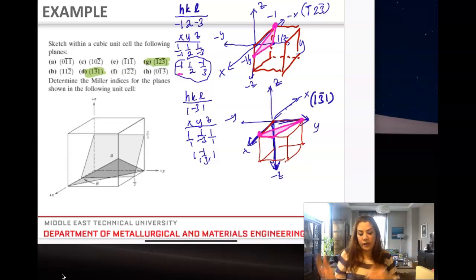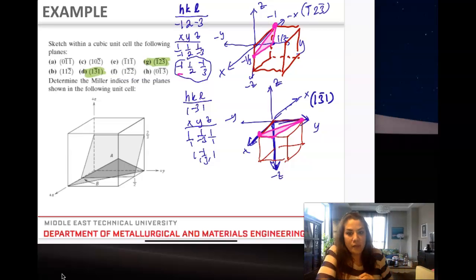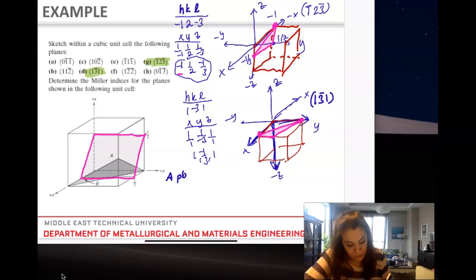So what about the other way around? I think it's pretty straightforward. This time I'll be finding the Miller indices for the A plane, for example. Which one is the A plane? The A plane is the plane shown here. Hold on. This plane here. First of all, let's find the intersection points for the A plane. X, Y, and Z, what are they?